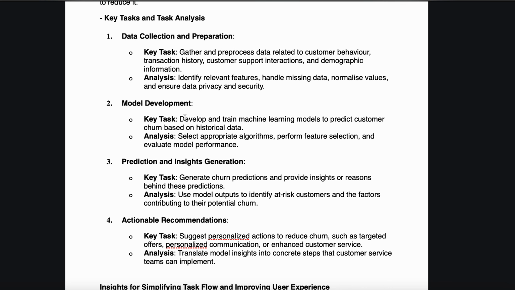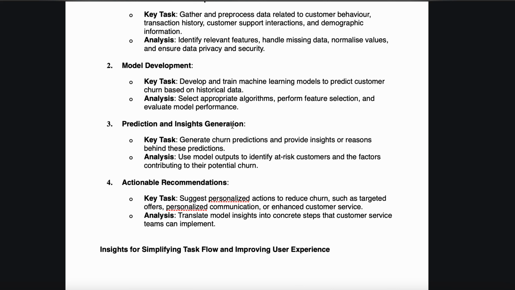Next, we move to model development. Develop and train machine learning models to predict customer churn based on historical data. So, we'll probably have something like a regression model or something that can train on the data and perform accordingly.